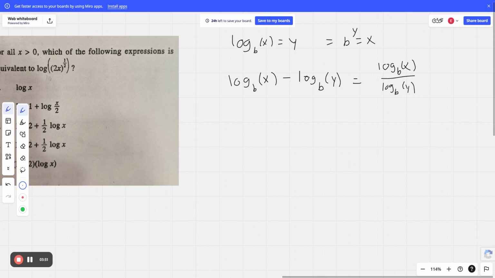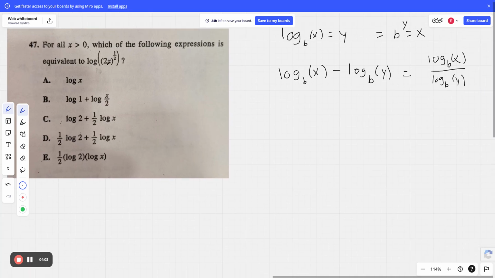Either way, that works. The second rule we have with exponents is known as the power rule. In this equation, we have log base 10 of 2x to the power of 1/2. We're asked, if x is greater than 0, which of the following expressions is equal to this? We know there's a rule in logarithms where, when we have an exponent like this, we can move it in front of the logarithm and rewrite it in this format.